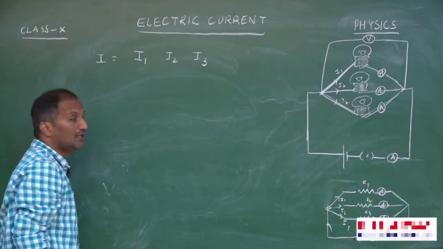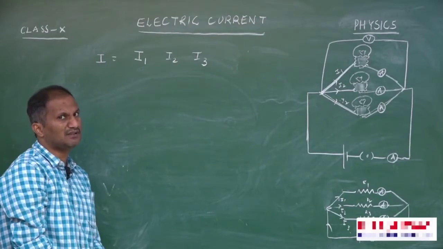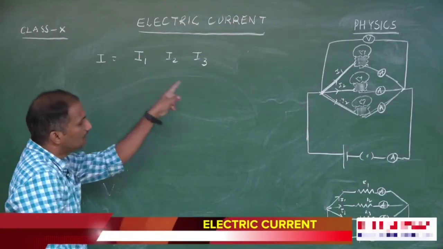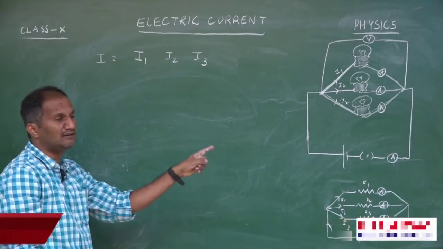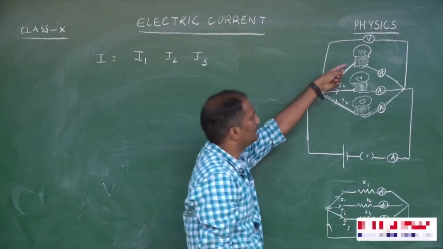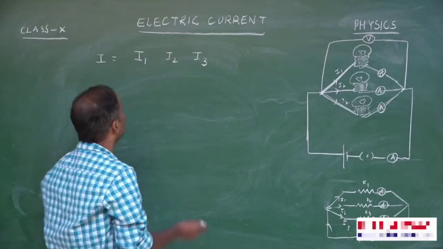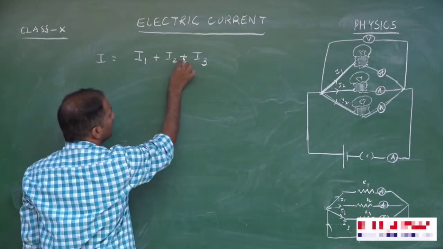Now we have a clear-cut observation. By this observation we conclude that the total current flowing through the circuit is equal to the sum of the individual currents flowing through the individual bulbs, that is I1, I2 and I3. So we can conclude that I equals I1 plus I2 plus I3.